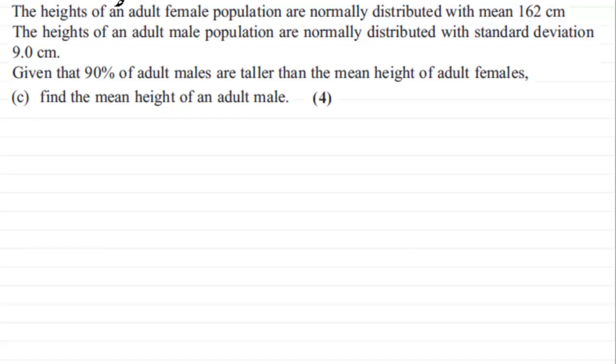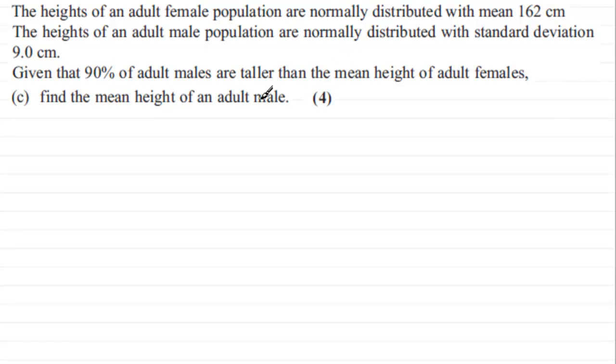Well, we've got the heights of an adult female population are normally distributed with mean of 162 centimeters. And now we're told that the heights of an adult male population are normally distributed with standard deviation of 9 centimeters. And given that 90% of adult males are taller than the mean height of adult females, what we've got to do is now find the mean height of an adult male.